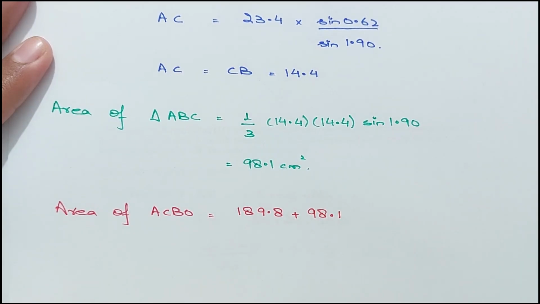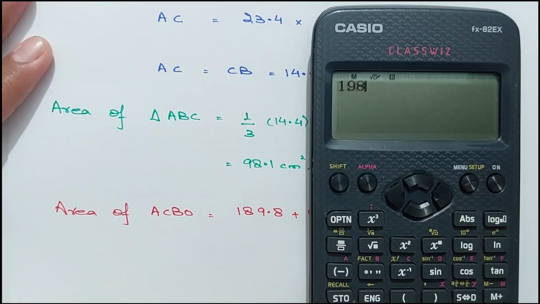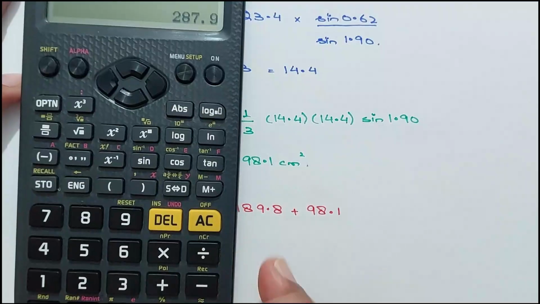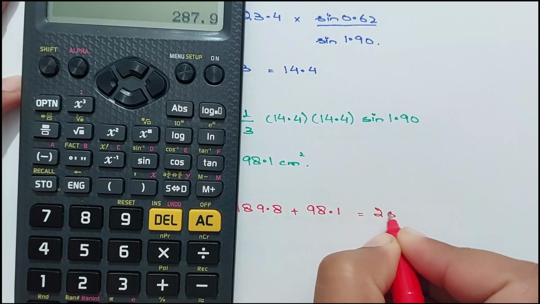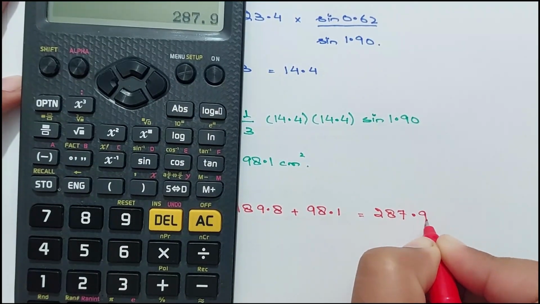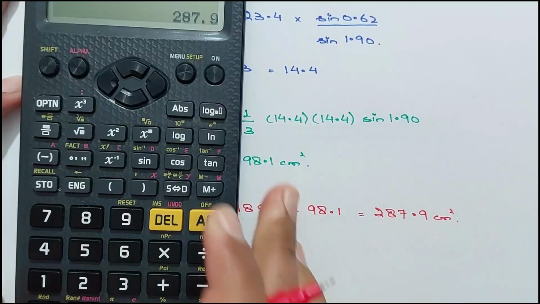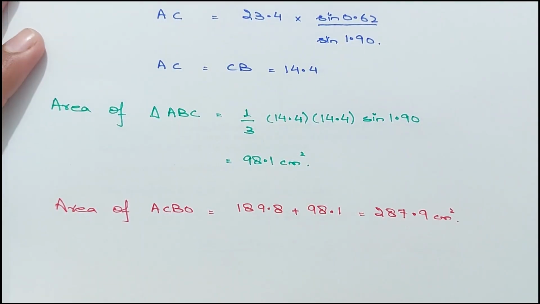Right, 189.8 plus 98.1. This is 287.9 centimeter square, right? Now let me work on area of a sector.